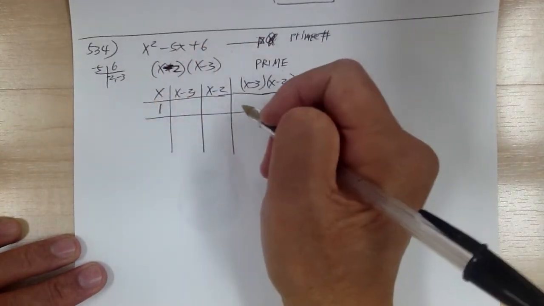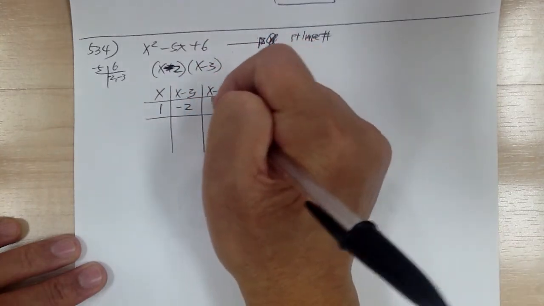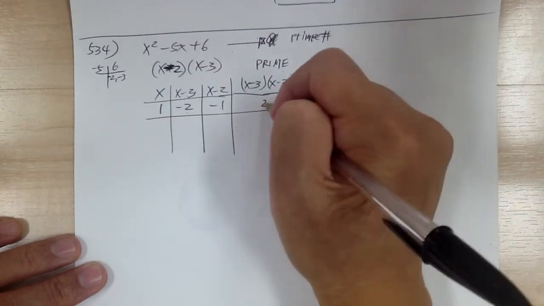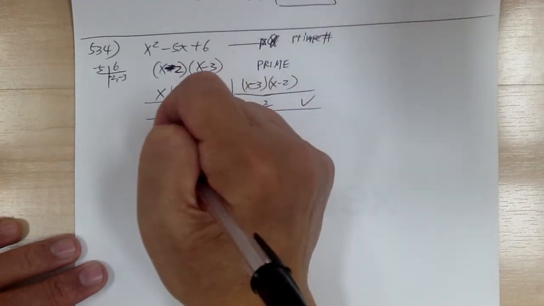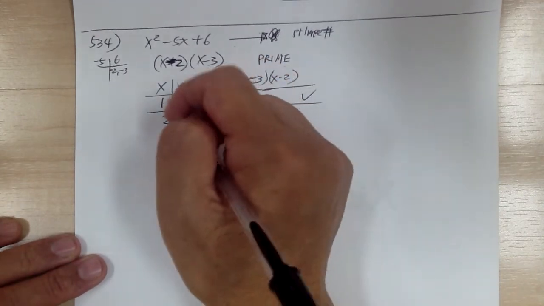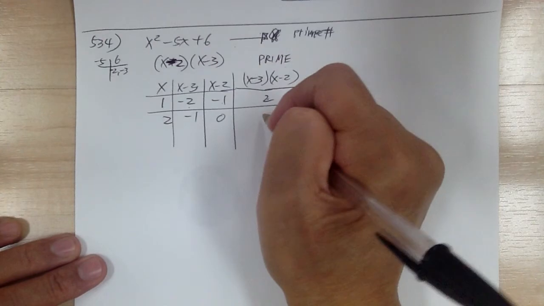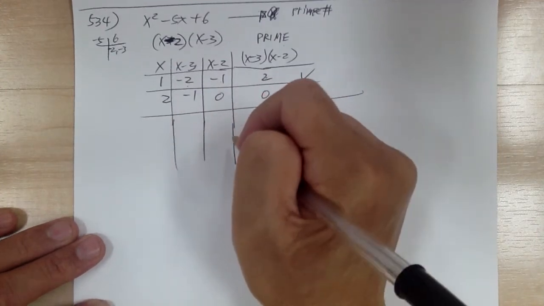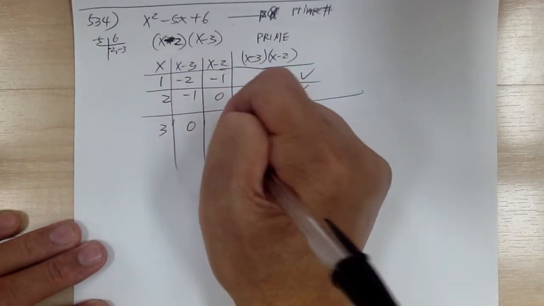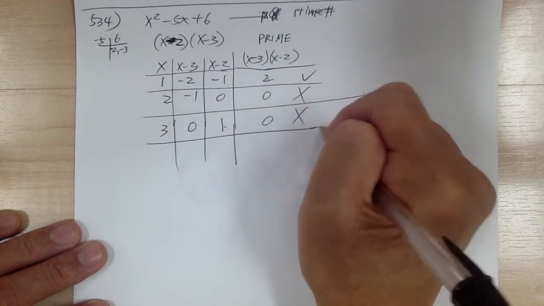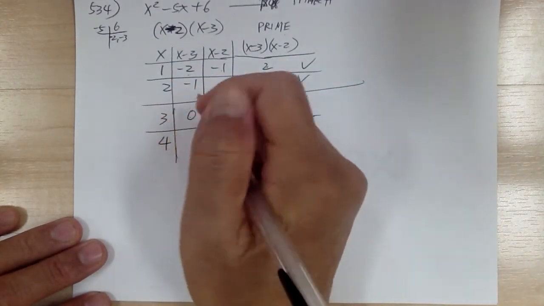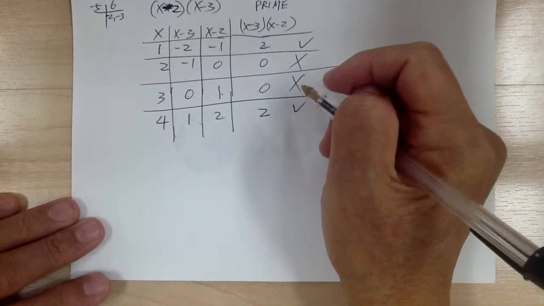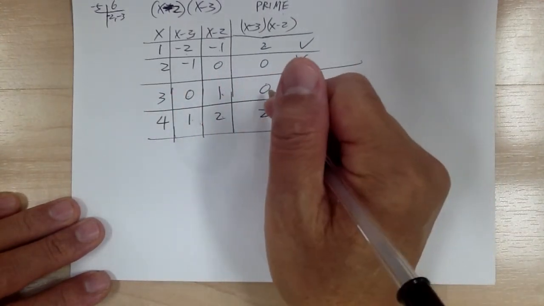So x equals 1 gives you -2 and -1, and -2 times -1 gives you 2. This is a prime number, so it checks. Now try 2. If x equals 2, this would be -1 and this would be 0, so the product is 0, which is not a prime number. Neither is 1. When x equals 3, you get 0 and 1, so 0 times 1 gives you 0. Again, it doesn't work. If you try 4, this would be 1 and this would be 2. 1 times 2 is 2, so it checks. You can try different numbers, but these are the only two that will work.